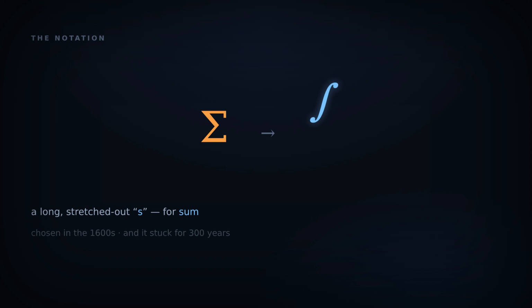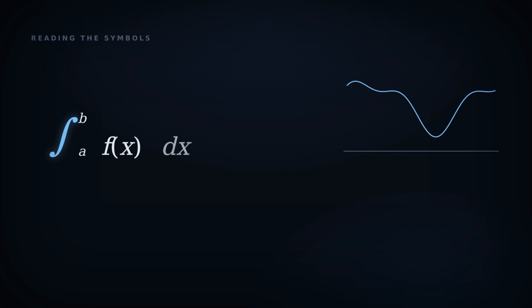Let me show you the notation because it's actually beautiful once you know what you're looking at. The integral is written with this long stretched-out S. And that's not random. The S is for sum because it's literally what an integral is, a sum of those tiny pieces. The people who invented this notation back in the 1600s chose the stretched S on purpose and it's stuck around for 300 years. So you'll see something like the integral from a to b of f of x dx.